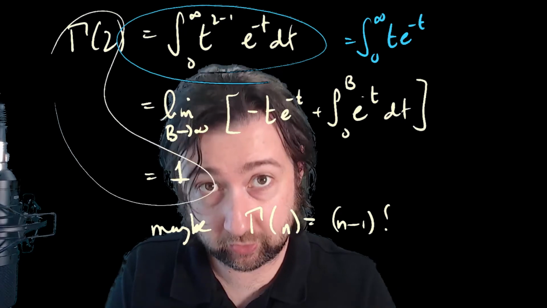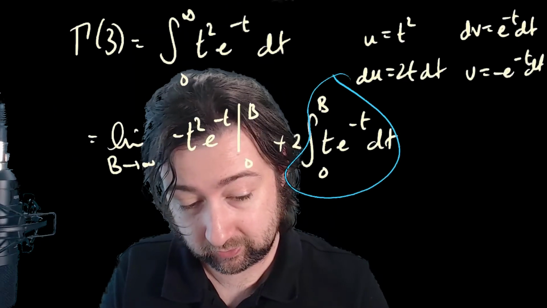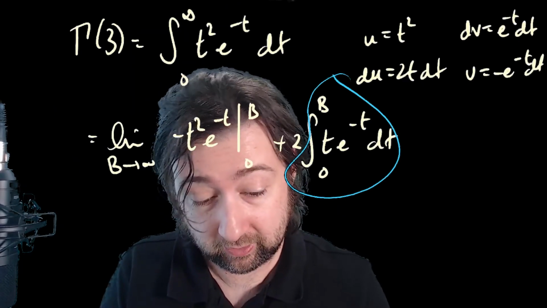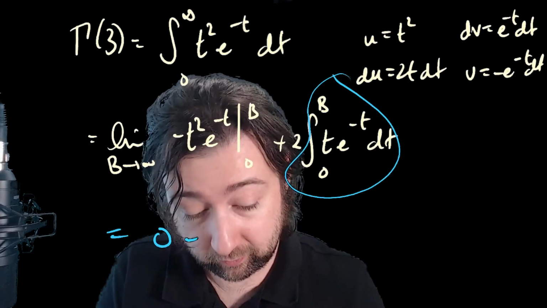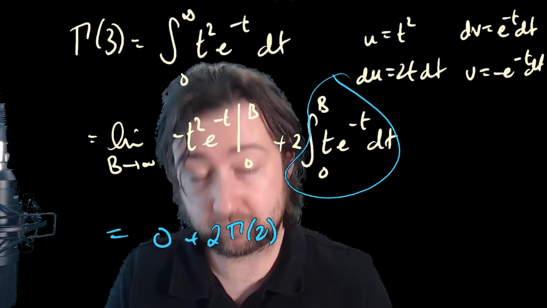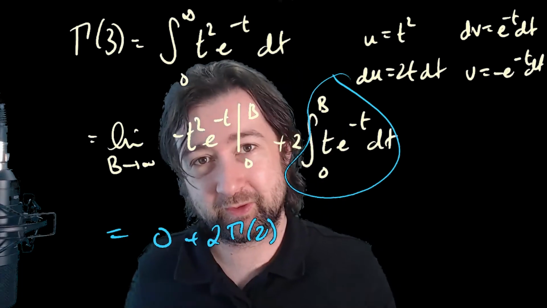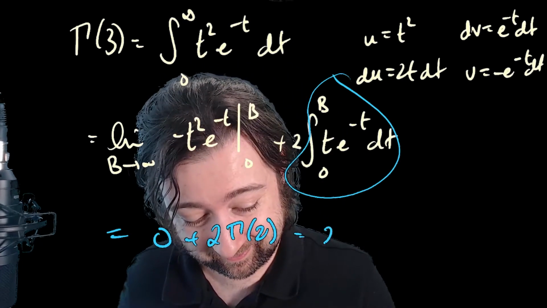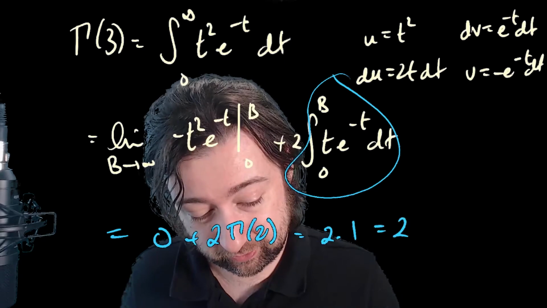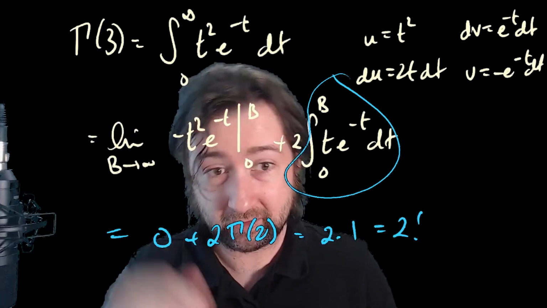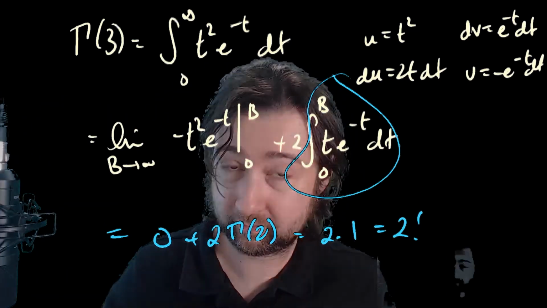So that's gamma of 2. So this integral right here is gamma of 2. So this whole thing is 0 plus 2 times gamma of 2. But what's gamma of 2? Gamma of 2 is 1. So this is 2 factorial. So putting in 3 spits out 2 factorial.